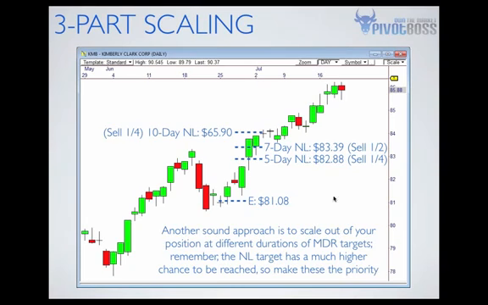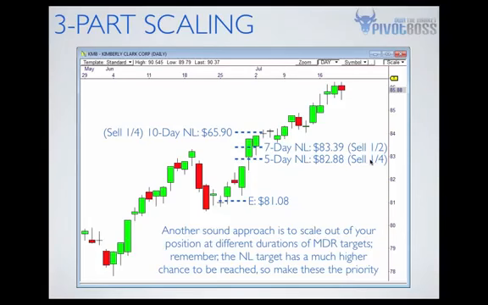So what you would do here is my entry is 81.08. Here's a pullback within a markup period. We got a very nice reversal setup here, whereby we got a big slam down bar, then we formed a very nice wick. We got in at the midpoint of this wick on this doji bar at 81.08, and now we can forecast a 5-day normal light target at 82.88.